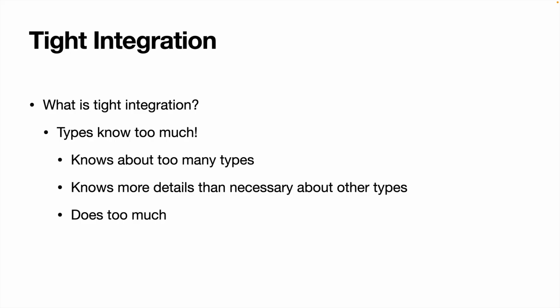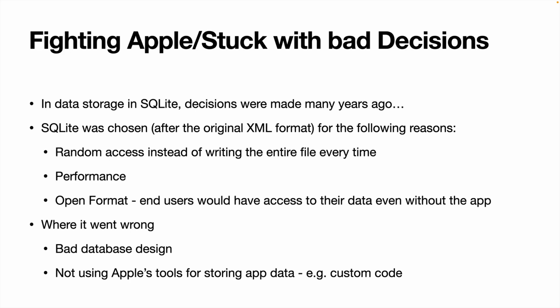So you don't want to know too much about other types. Yeah, and you want to make sure all those details are only surface level and generally in a protocol. And you also don't want your classes doing too much, because that also forces you to make connections to a particular type that you may not want. So there's a lot of things going on with that. So fighting with Apple, in other words, fighting the system, created all sorts of additional problems.